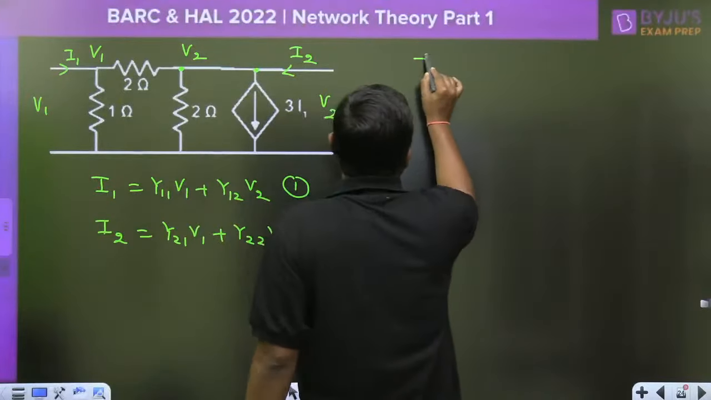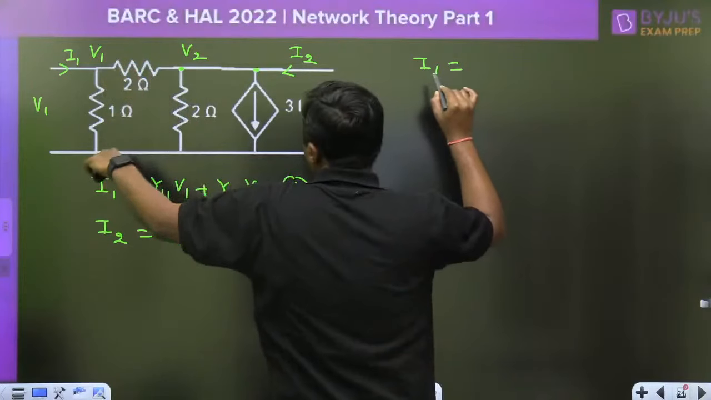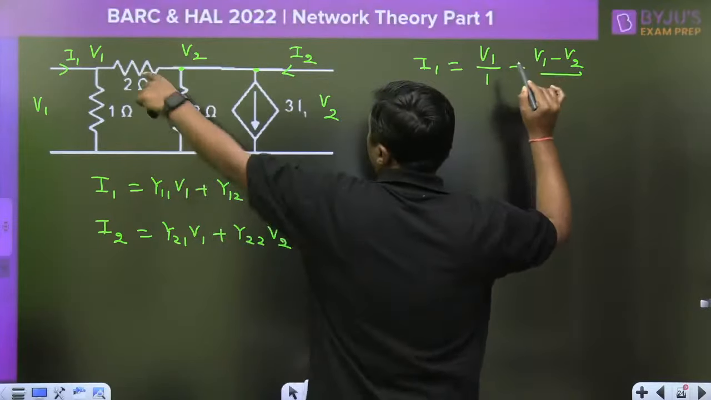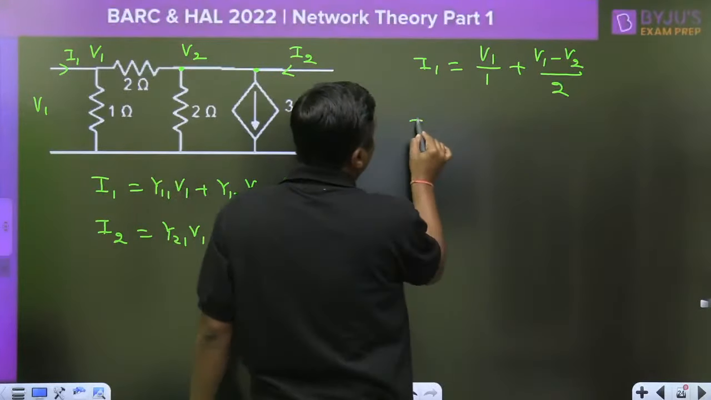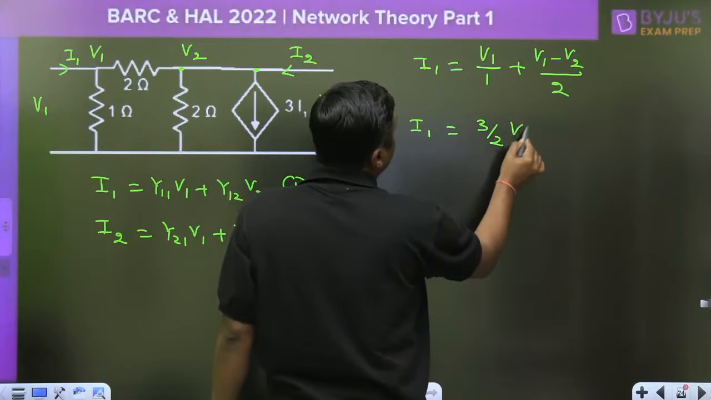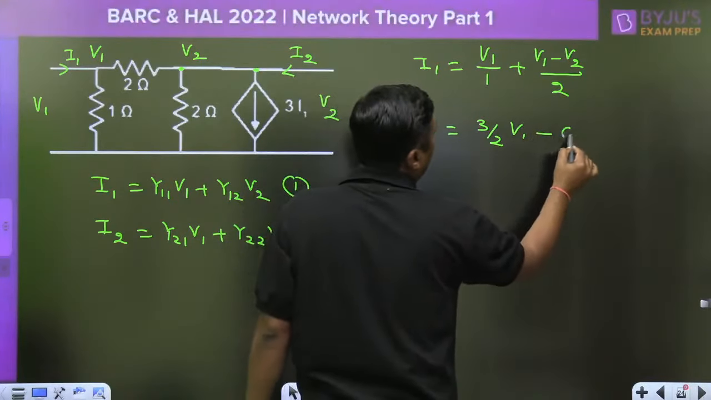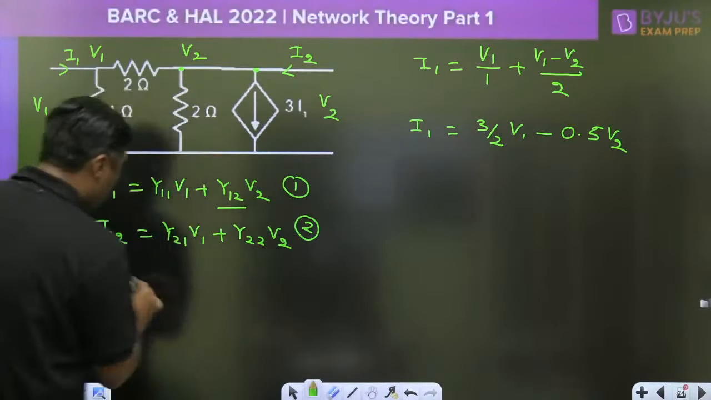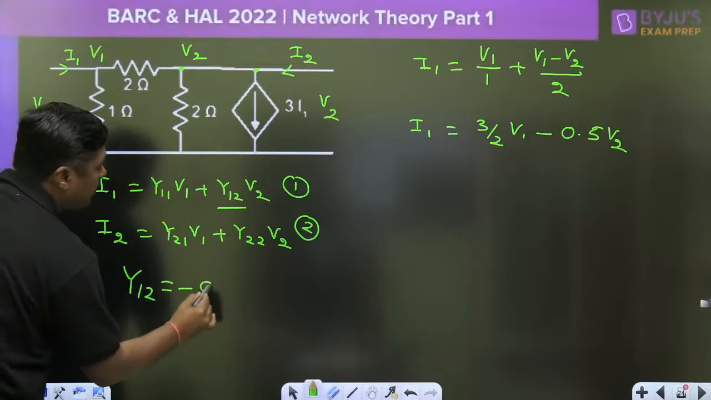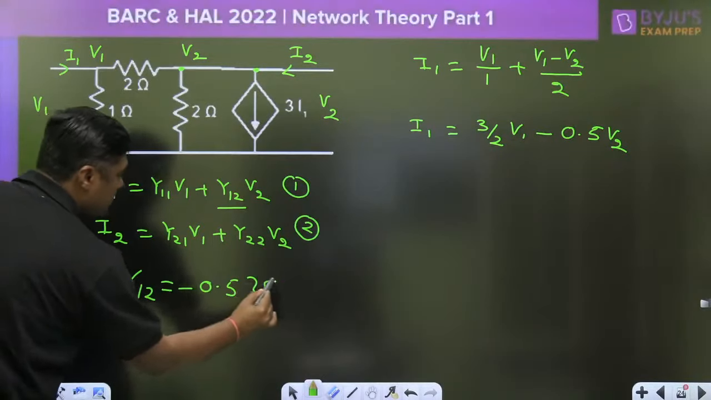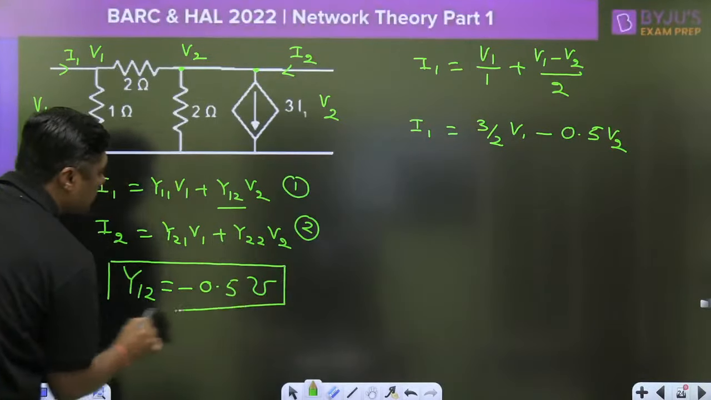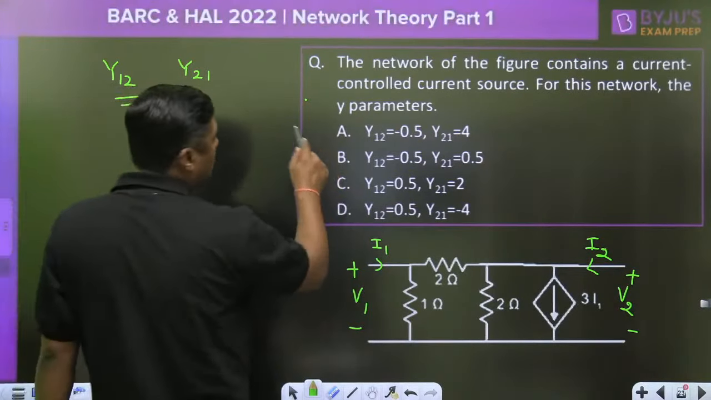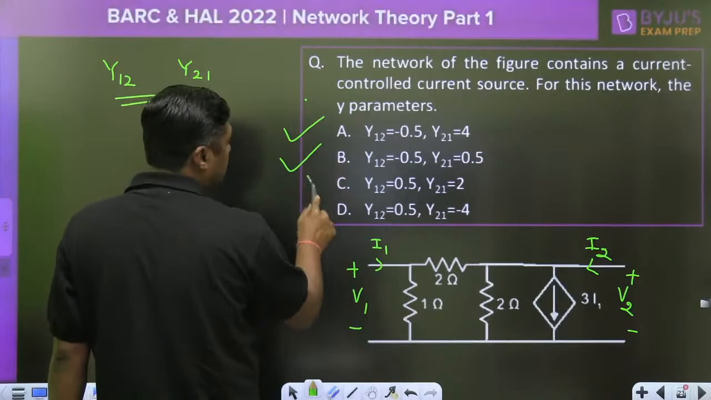So what is the incoming current? I1. What is the outgoing? V1 minus 0 by 1 is V1 by 1, plus V1 minus V2 by 2. I1 will become 3 by 2 V1, this is the 1 plus 1 by 2, minus 0.5 V2. Now you can check what is the Y12. Compare this to the equation: Y12 is equal to minus 0.5 siemens. So here minus 0.5 is Y12. Option A is correct, option B is correct, C is wrong, D is wrong.